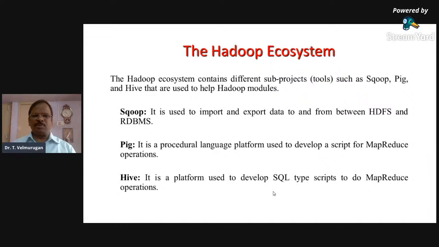The Hadoop ecosystem contains different sub-projects. There are various sub-projects, modules, and models, which are called tools. The tools in Hadoop are Scoop, Pig, Hive, and others like HBase, Hadoop base. These are all used to help the Hadoop modules.